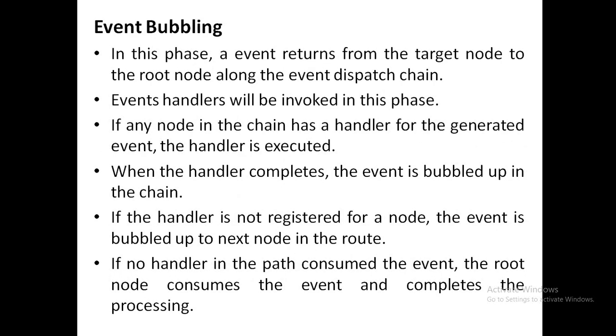Event bubbling. In this phase, an event returns from the target node to the root node along the event dispatch chain. Event handlers will be invoked in this phase. If any node in the chain has a handler for the generated event, the handler is executed. When the handler completes, the event is bubbled up in the chain. If the handler is not registered for a node, the event is bubbled up to the next node towards the root. If no handler in the path consumed the event, the root node consumes the event and completes the processing.